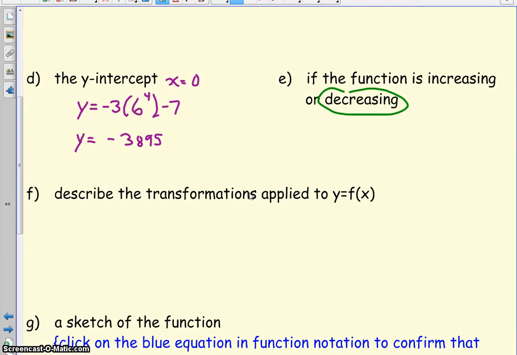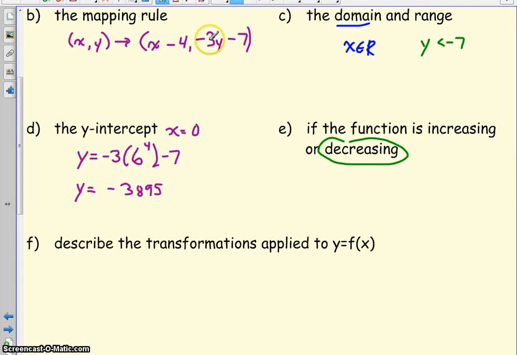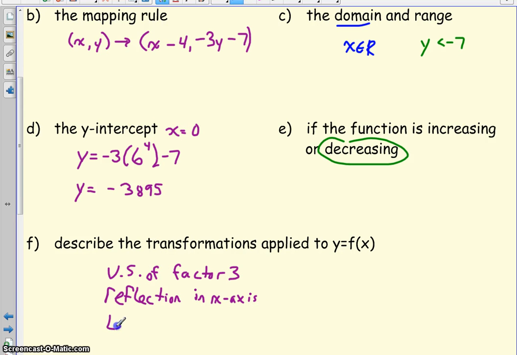And last but not least, describe my transformations. Well, I can get those directly from the mapping rule. So from the mapping rule I can see I have a vertical stretch, which I'll use VS for short. There's a vertical stretch of factor 3. That negative means I have a reflection in the x-axis. That x minus 4 means I go right 4. And then again, of course, down 7 as well.